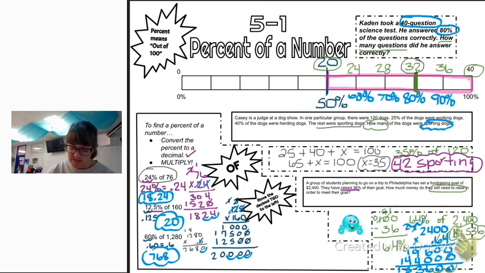Now, the other way to have done that, it said they had already raised 36% of their goal. So you could have found 36% of 2,400 and then just subtracted that from 2,400. But that would give you an additional step. So we know that if they've already raised 36%, we were able to subtract 36 from 100 to see what percent they still need. And that's it for Unit 5, Lesson 1, percent of a number.